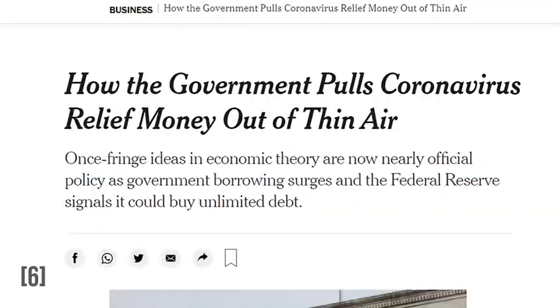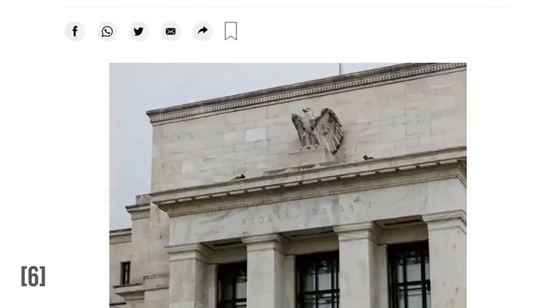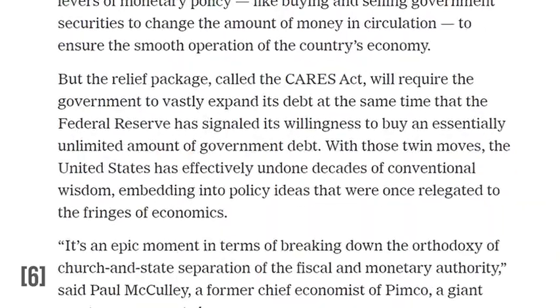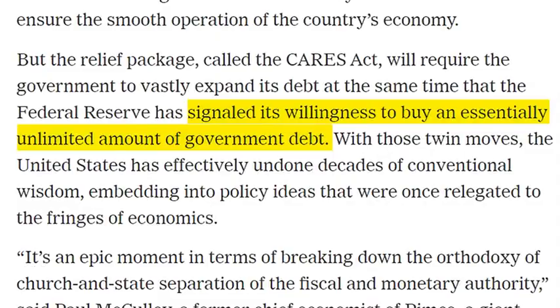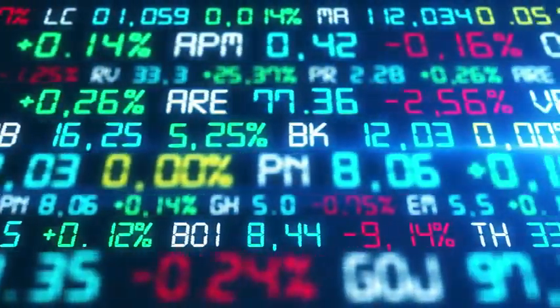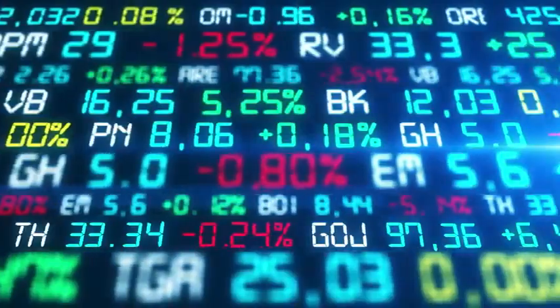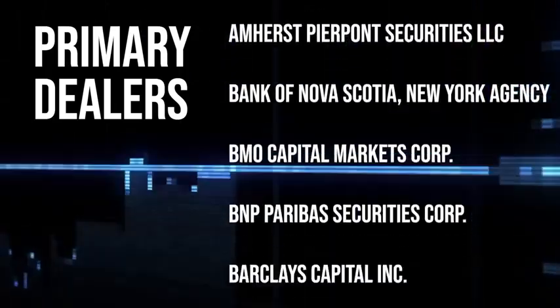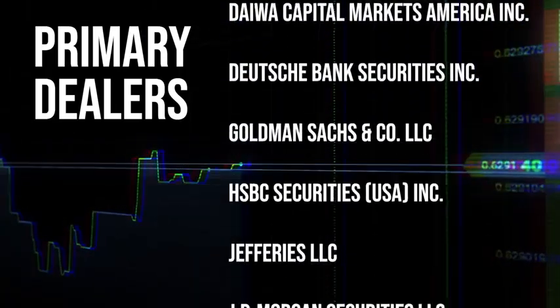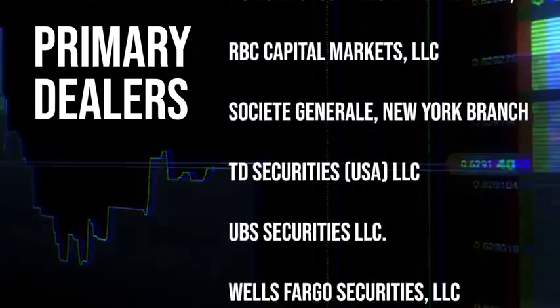But in extraordinary cases, such as the relief packages, the Fed also functions as a buyer, buying most of the government bonds issued. In the first Corona relief package during Donald Trump's presidency, the Fed signaled its willingness to essentially buy an unlimited amount of government debt. The Fed is not allowed to buy bonds directly from the government. It needs to buy on what is called open market operations. It can buy from the so-called primary dealers. This includes the big banks and brokers like J.P. Morgan, Goldman Sachs, and others.